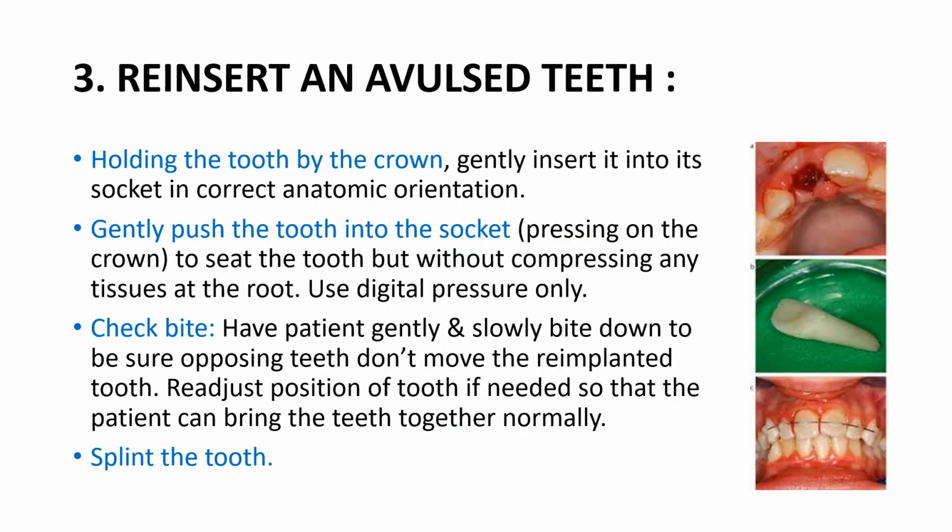Reinsert an avulsed tooth. Holding the tooth by the crown, gently insert it into its socket in correct anatomic orientation. Gently push the tooth into the socket, pressing on the crown to seat the tooth but without compressing any tissues at the root. Use digital pressure only. Check bite. Have the patient gently and slowly bite down to be sure opposing teeth don't move the reimplanted tooth. Readjust position of tooth if needed so that the patient can bring the teeth together normally.